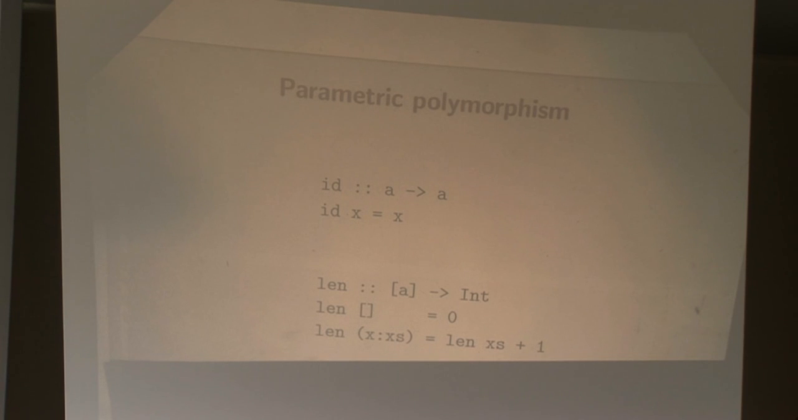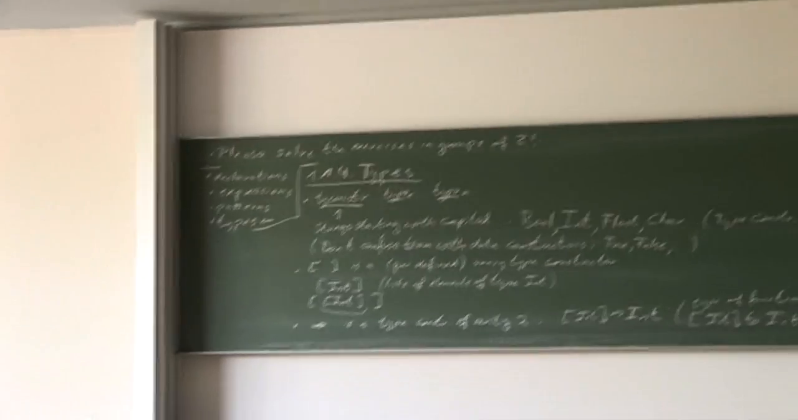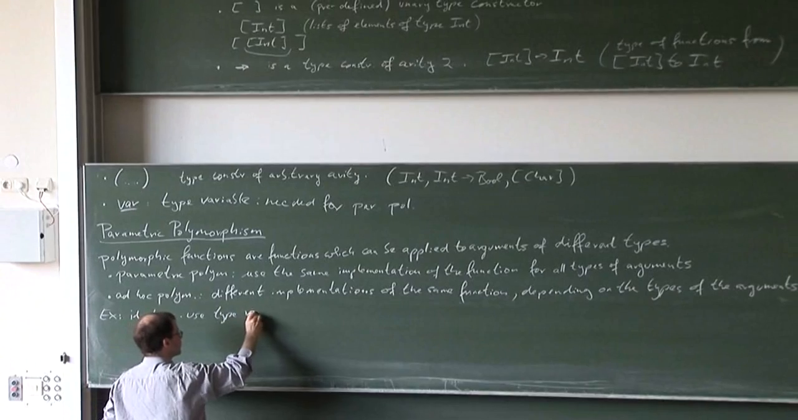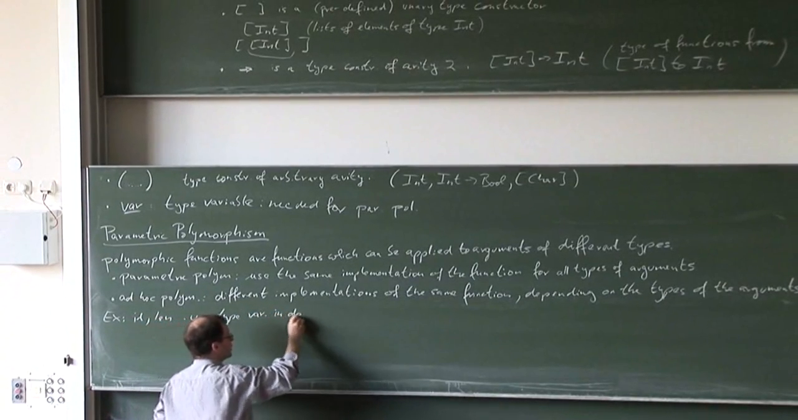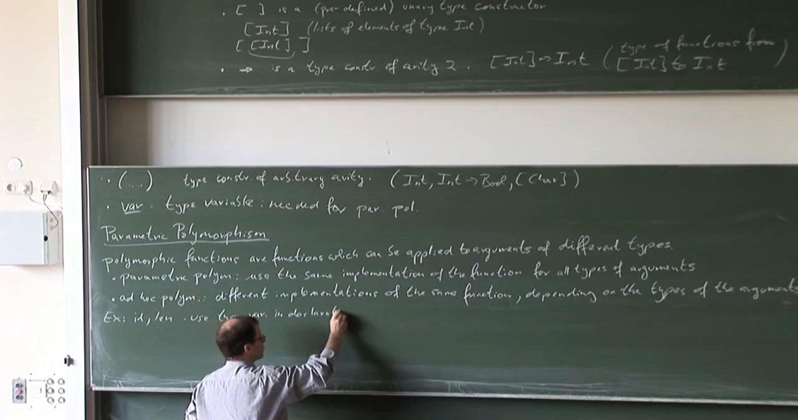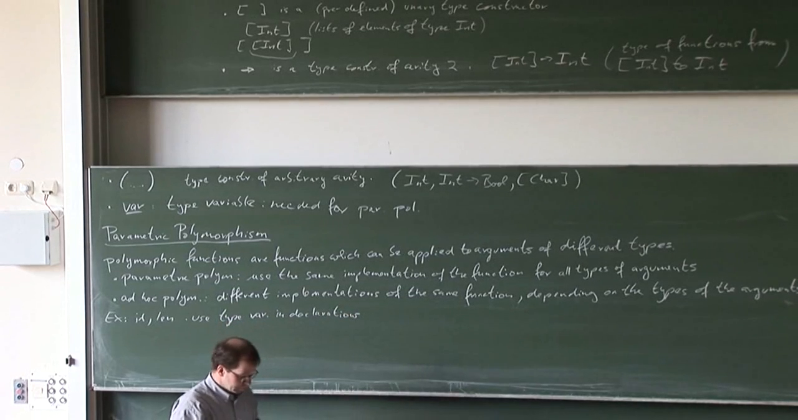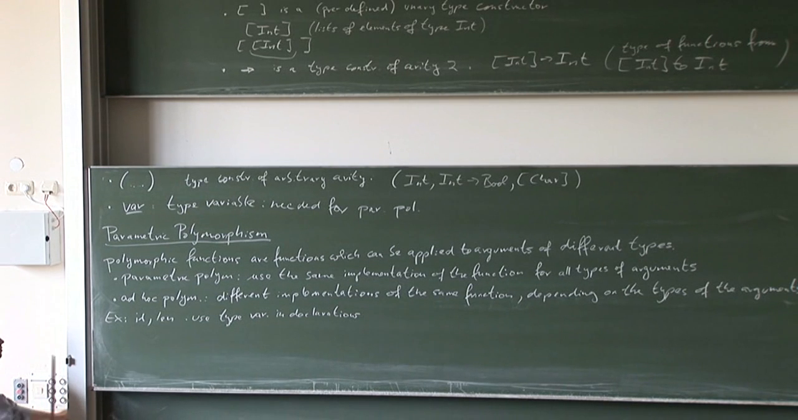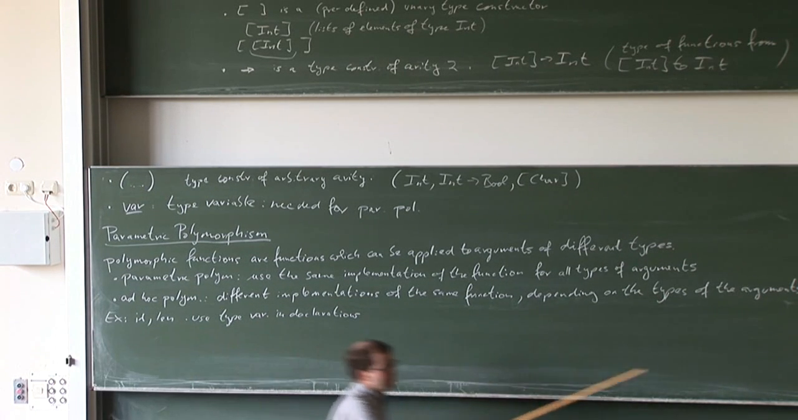So an example for parametric polymorphism are the functions id and len. And here the idea is we use type variables in the type declarations. So what you can see is that it is a function from type a to type a. So the type of id is a arrow a, and a is a variable.